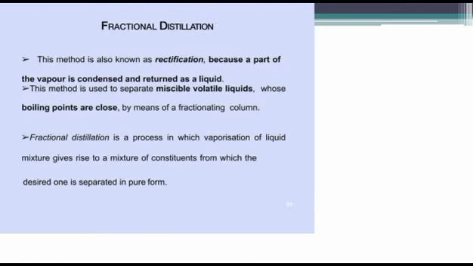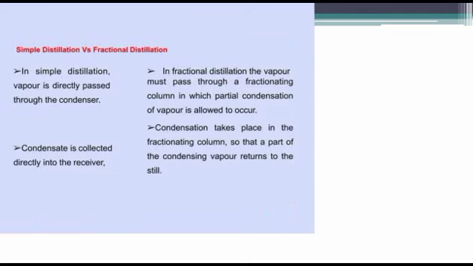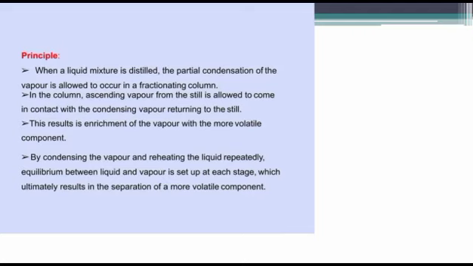Working. Fractional distillation: this method is known as rectification because a part of the vapor is condensed and returned as a liquid. Simple distillation versus fractional distillation: in simple distillation, the vapor is directly passed through the condenser, and in fractional distillation, the vapor must pass through the fractionating column, in which partial condensation of the vapor is allowed to occur.